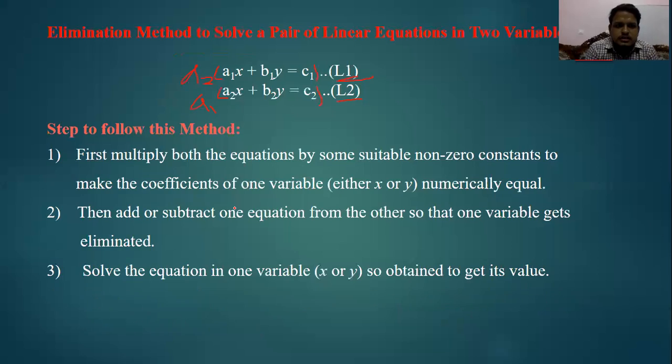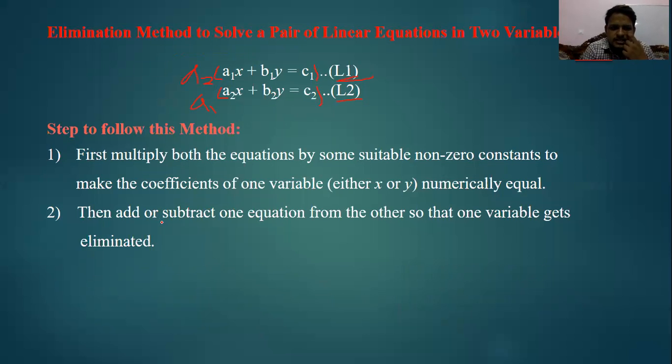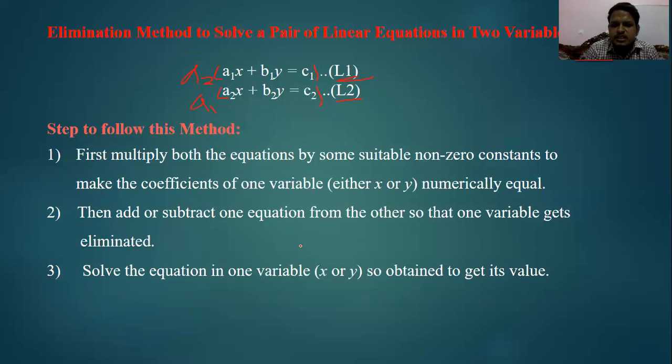Here I forgot to mention a point. When we are subtracting or adding one equation from the other to eliminate one variable, if both the variables are eliminated and if we get a true statement, then infinitely many solutions exist. If we get a false statement, then no solution exists for the given pair of linear equations.